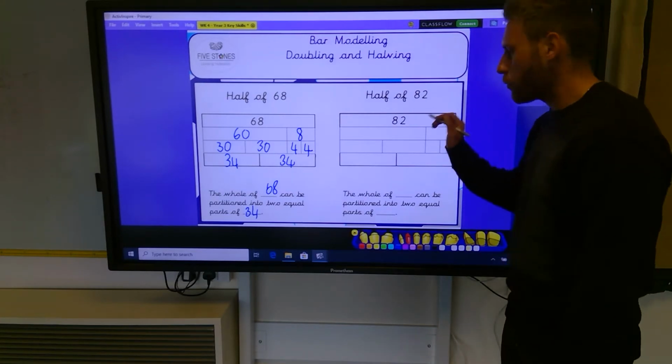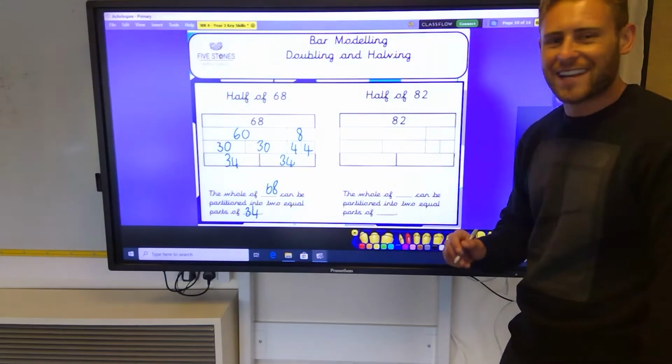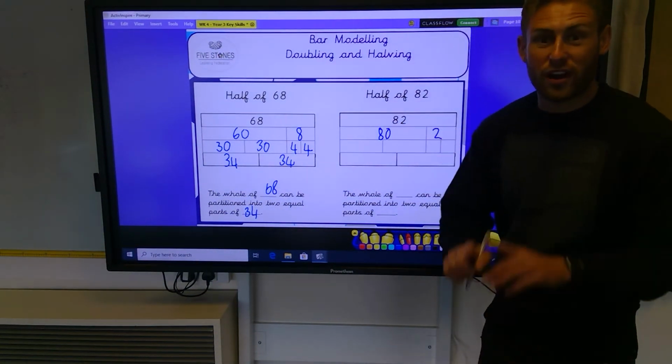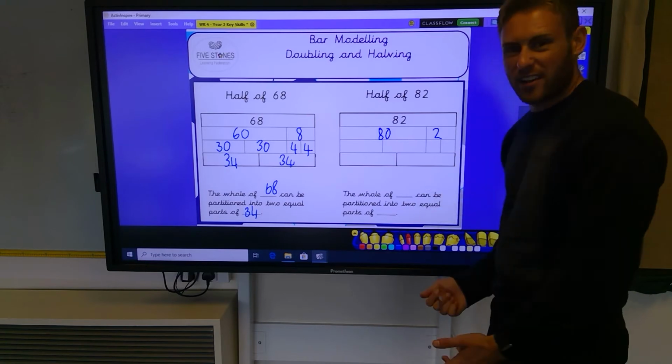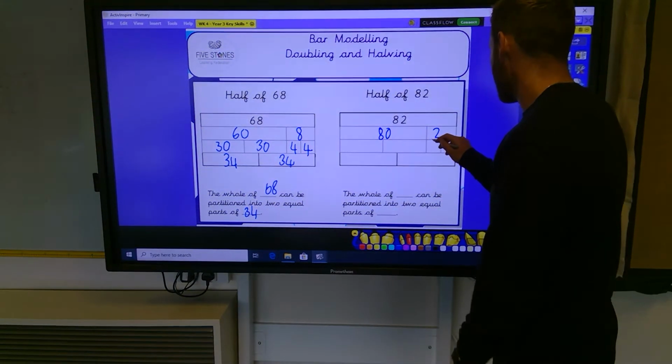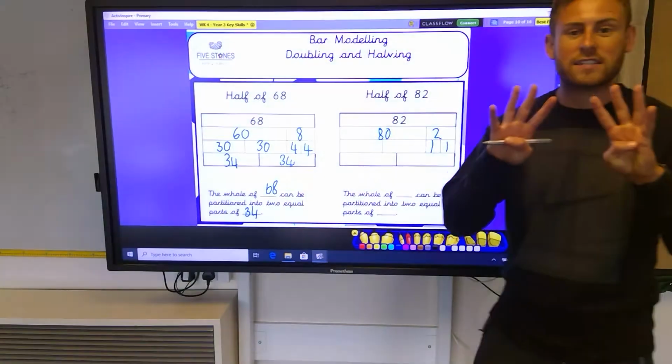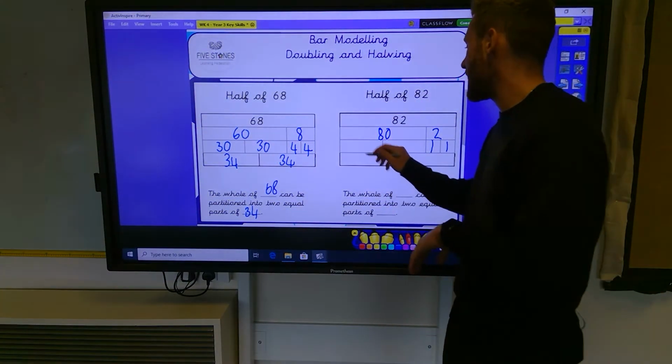Brilliant. How have we partitioned 82? Yes, we've partitioned it into 80 and 2. Half of 2 is, yes, share 2 cakes between you and your brother. 1 and 1. Half of 80, half of 8 tens, 4 tens and 4 tens.